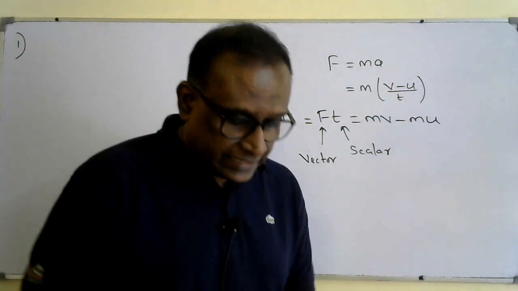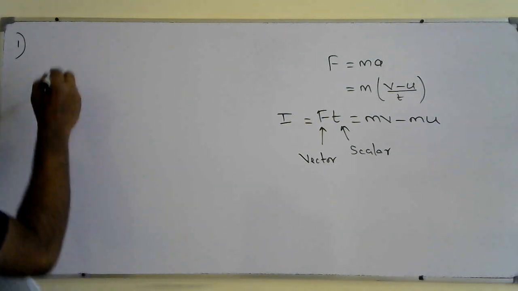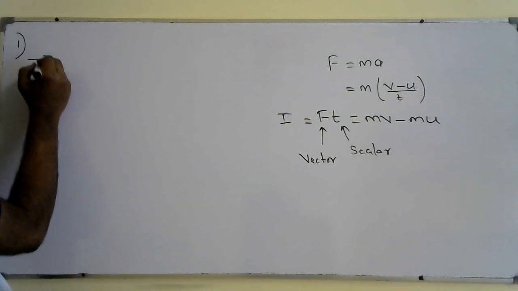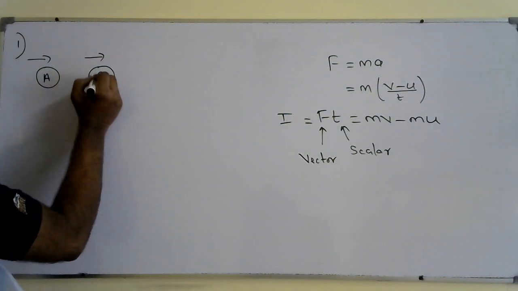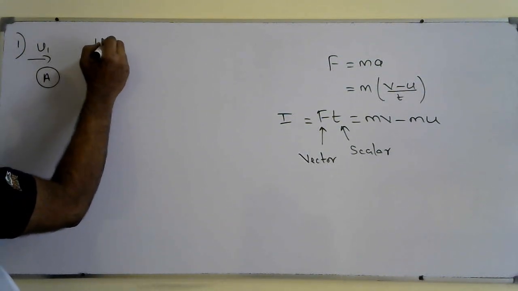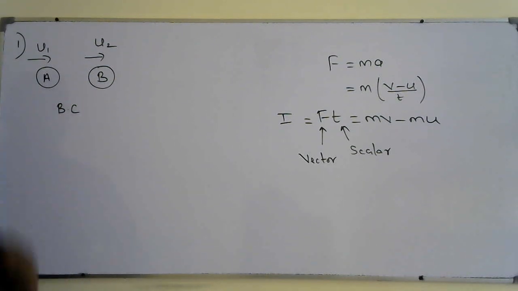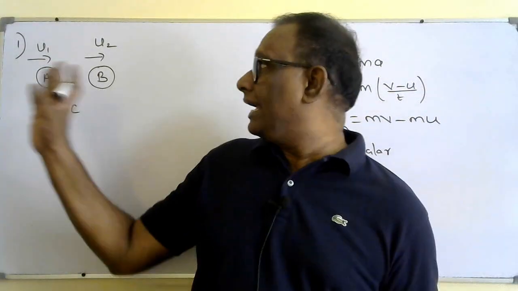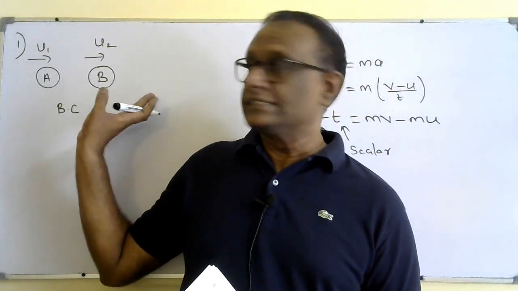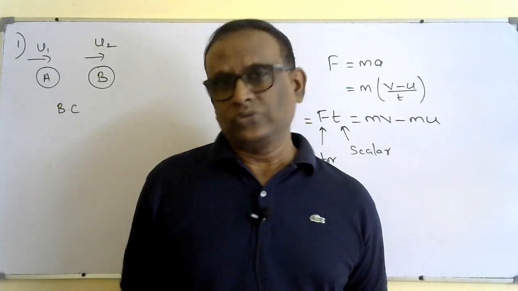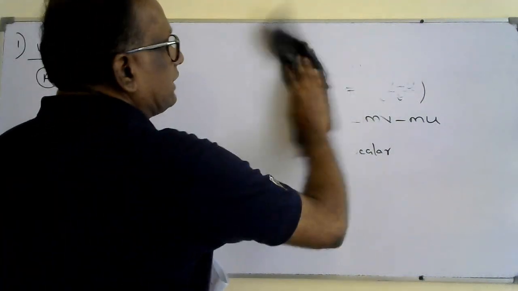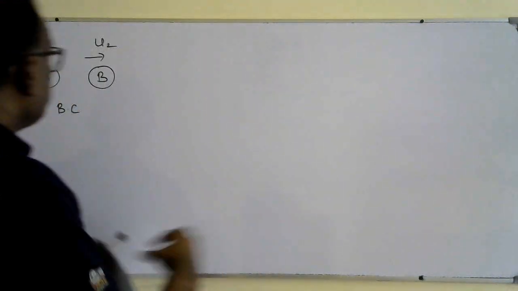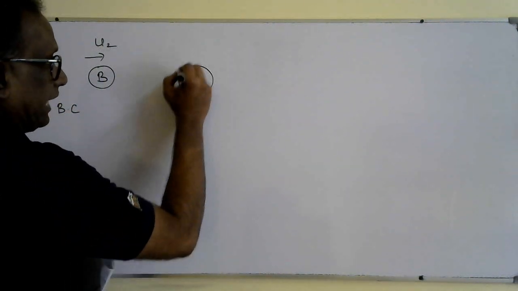Okay, so during collision, for example, an object A is moving towards the right and object B is also moving towards the right. Let this velocity be u1 and this velocity be u2, before collision. u1 must be greater than u2, otherwise the gap will increase and A won't be able to catch up. If A wants to catch up with B, u1 must be greater than u2. Simple condition, right?